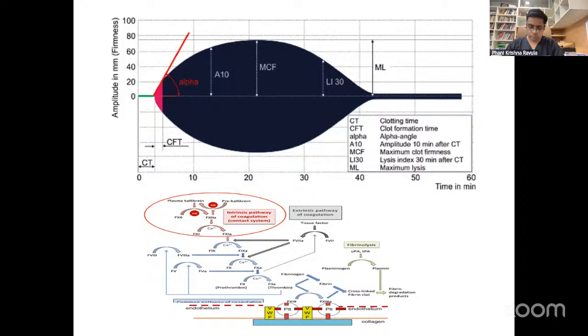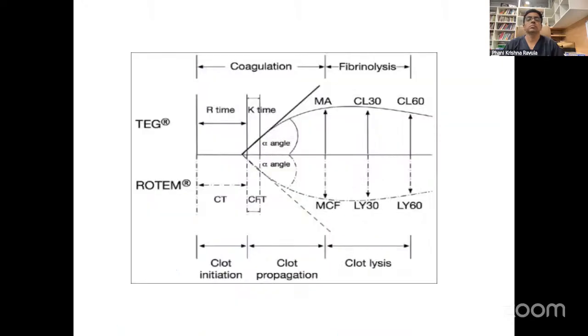In the ROTEM graph, we have CT, which means clotting time, CFT, which means clot formation time, the alpha angle, maximum clot firmness, MCF, and lysis at 30 minutes. The TEG graph and the ROTEM graph look nearly the same. CT time in ROTEM corresponds to R time in TEG.